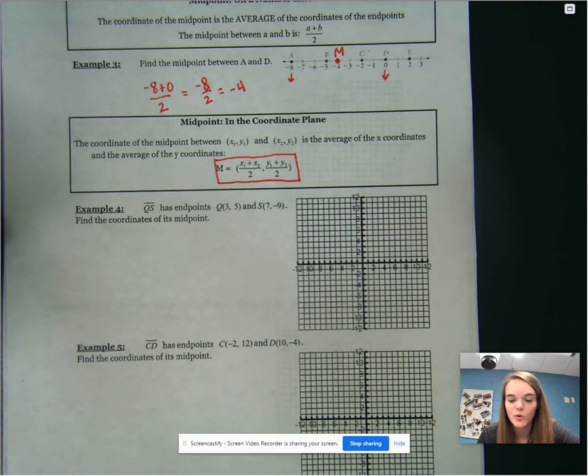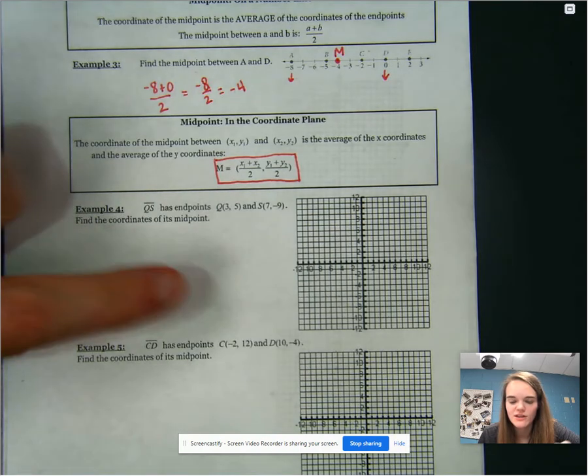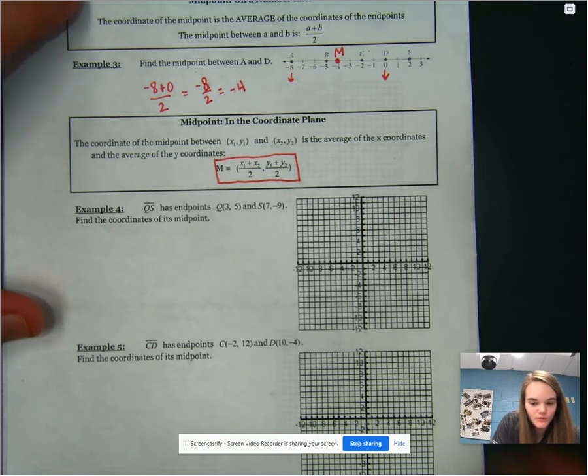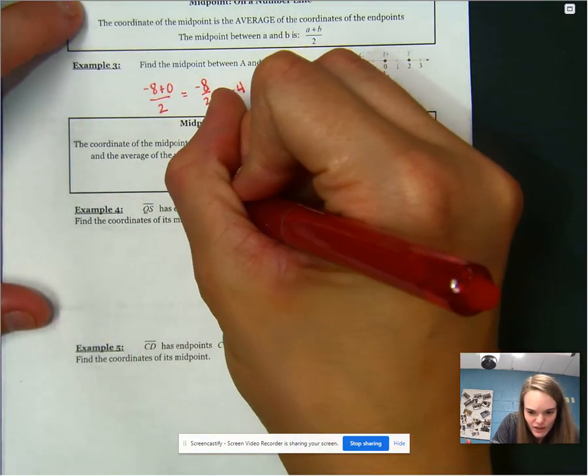QS has endpoints here, (3, 5) and (7, -9). Find the coordinates of its midpoint. They've given us a graph. We can find it using a graph, or we can use the formula. I'm going to use the formula first.